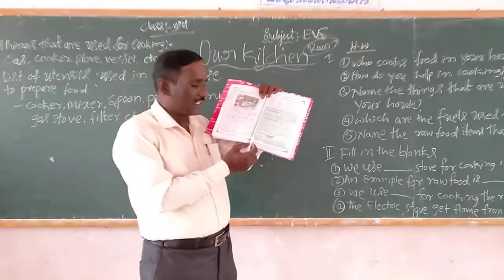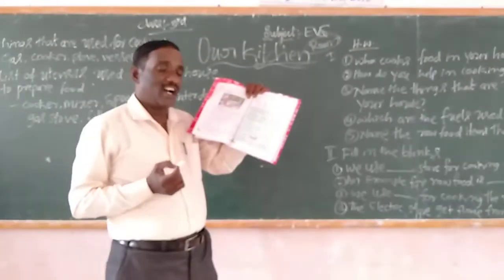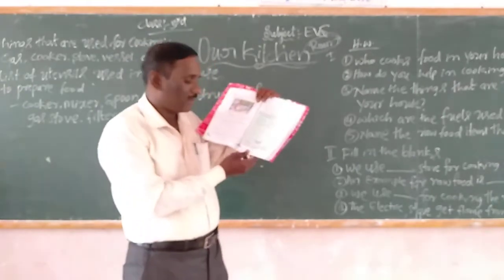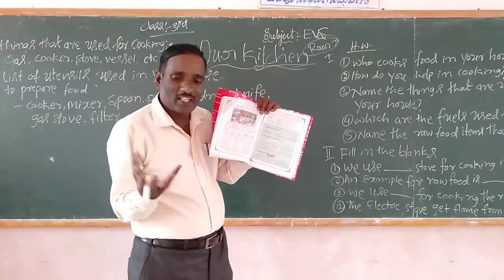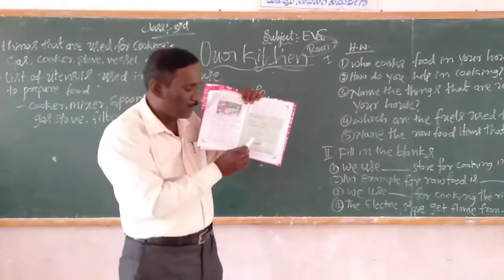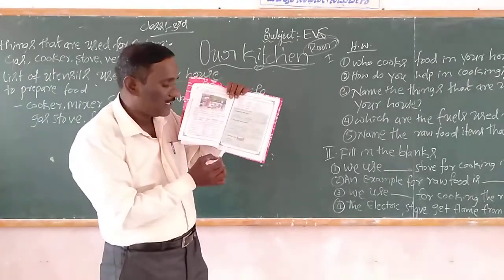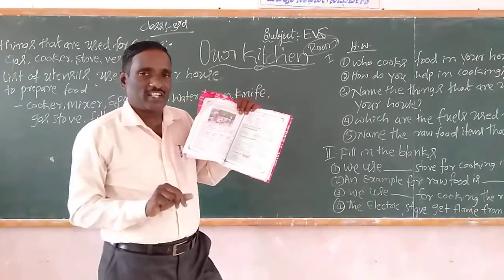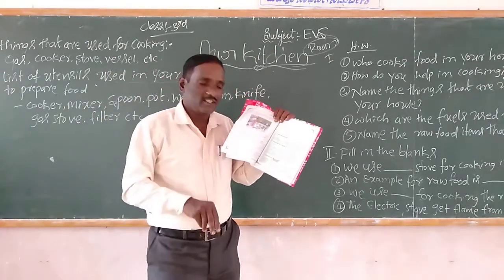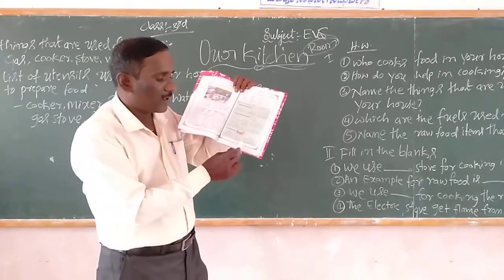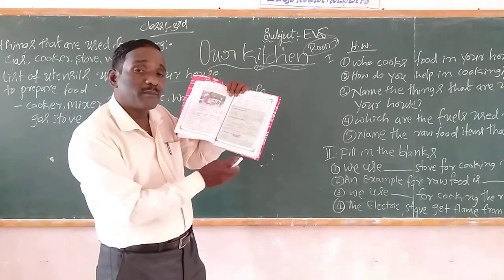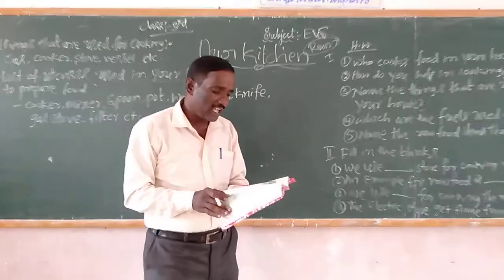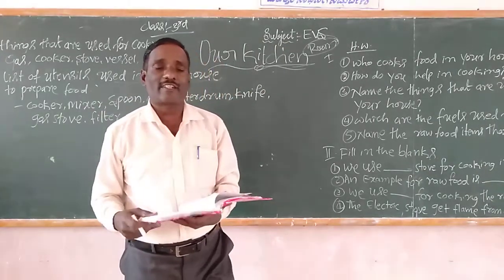Next, one activity is cooking rice. How to cook the rice? First, grandpa takes the rice in a bowl. Look here in your textbook. Next, wash the rice with water. Sister mixes water with the rice, puts the vessel on the stove and prepares the rice. This is the activity you see in your textbook.